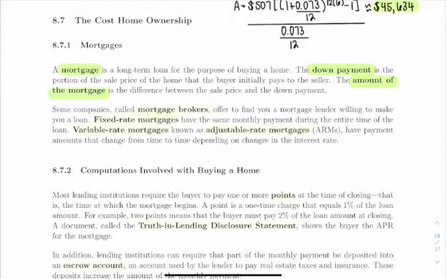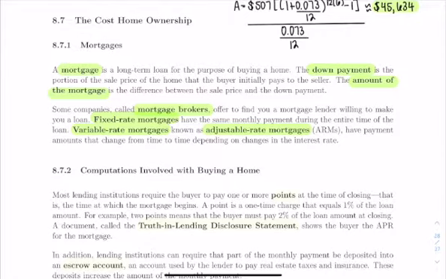Some companies, called mortgage brokers, offer to find you a mortgage lender willing to make you a loan. Fixed rate mortgages have the same monthly payment during the entire time of the loan. Variable rate mortgages, known as adjustable rate mortgages or ARMs, have payment amounts that change from time to time depending on changes in the interest rate.